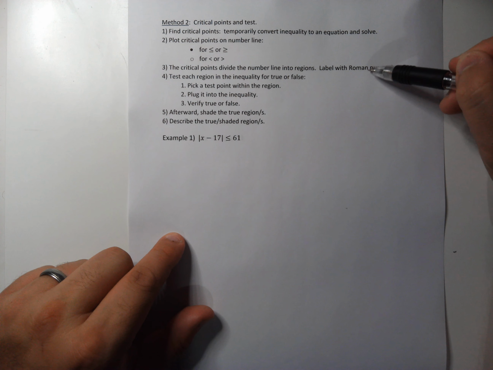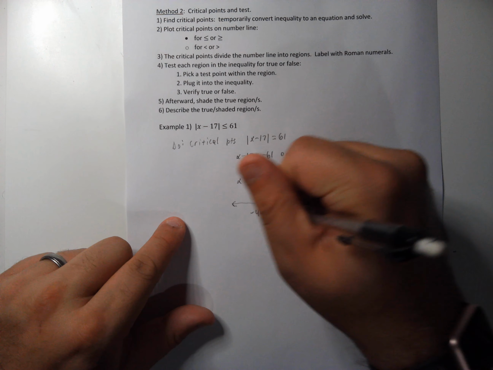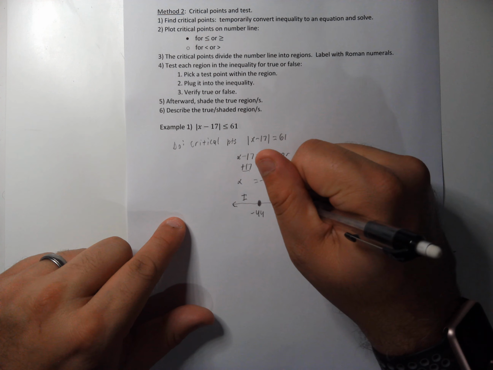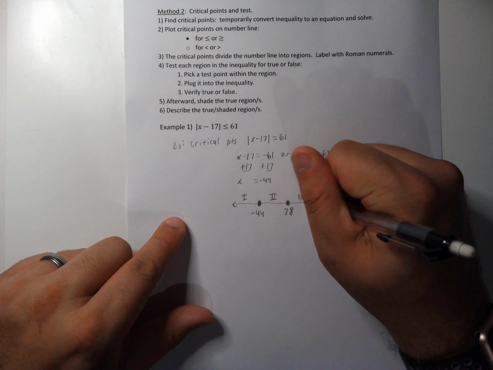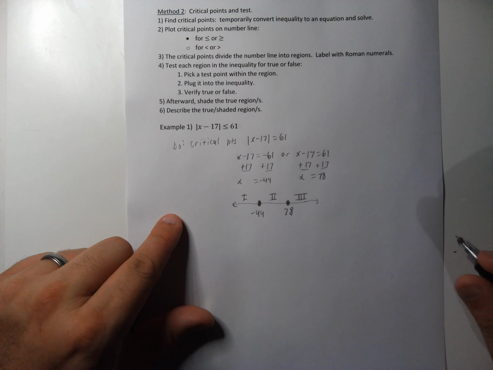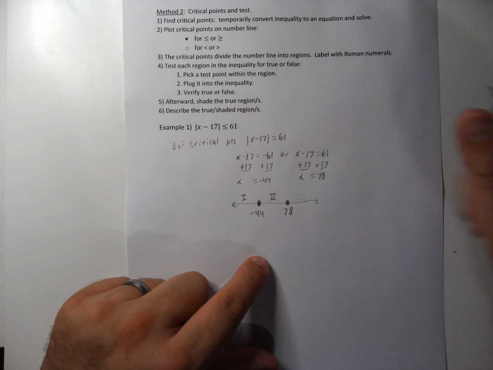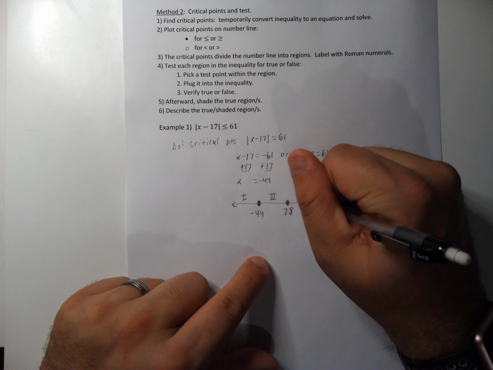So here's my number line. So this is going to be, I got negative 44, and I got 78. Because that's an or equal to, these will get closed dots. Start over here before the first critical point. This is region 1, region 2, and region 3. Okay, I don't know how clear those separate on camera, so I'm going to write that again.